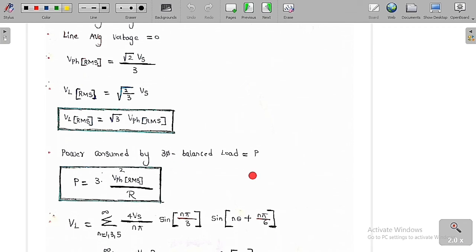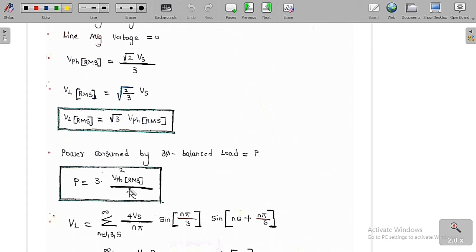So now, how much active power is consumed by this 3-phase balanced load, which is in star fashion? How do we figure this out? Simply, P is equal to 3 into V phase RMS square by R. V phase RMS square by R gives you the amount of power consumed by a single phase, but there are 3 phases, so into 3. So this gives you the amount of average power consumed by this 3-phase balanced load.